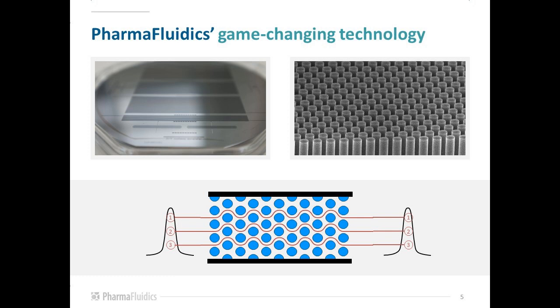The second benefit of this format comes from the fact that the pillars are freestanding and positioned at an accurately defined distance from each other. This has a serious impact on the column permeability and enables us to provide very long columns that can be operated at moderate pressures.